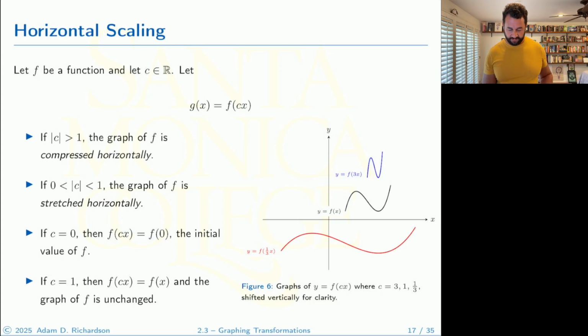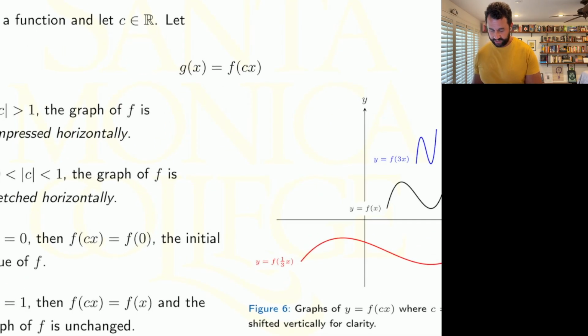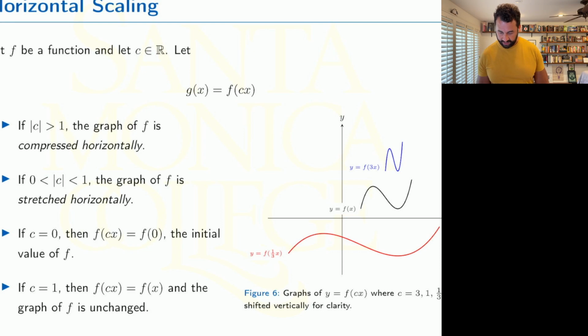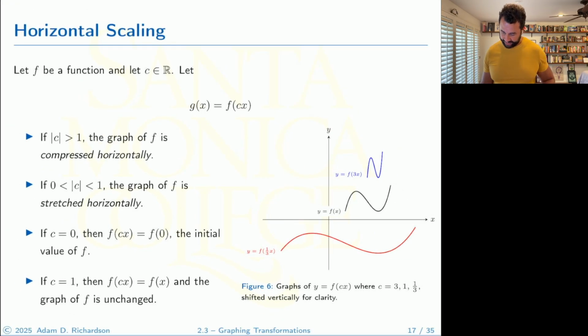And then like before, if C is 0, then 0 times anything is 0, so f of 0 is just going to be the initial value of f. If C is 1, no change. So these are not as interesting as you might think. I've got some pictures over here. I can show you. Here I've got f of x. Here I've got f of 3x, squished. And then here I've got f of 1/3 x. So it's been stretched out like that.